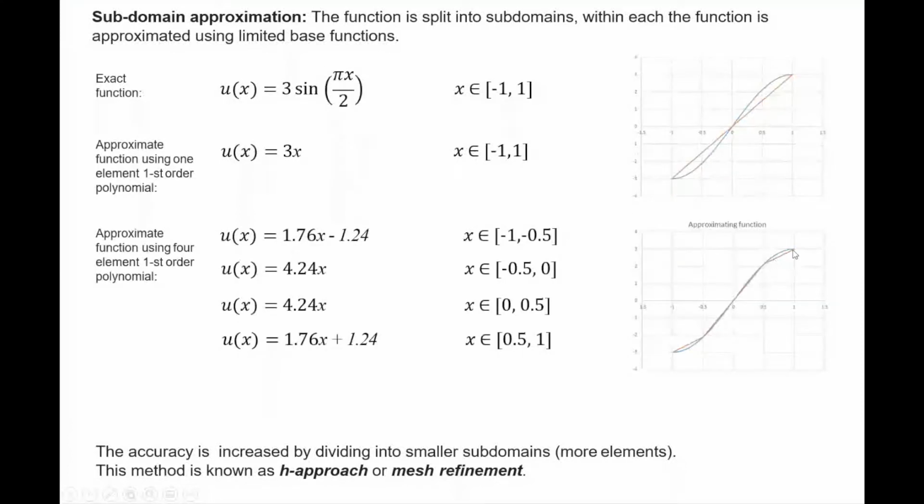Comparing the accuracy of the approximation using 4 elements versus 1 element, it is clear that using 4 elements increased the accuracy. Those 4 lines are going to represent that exact function better. This way, the accuracy has increased by using more elements. This method is known as the H approach, or mesh refinement approach, because we have increased the number of collocation points, we have refined the mesh, and by that we increase the accuracy.